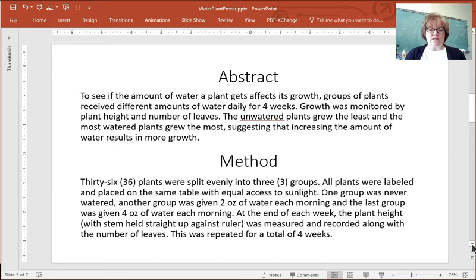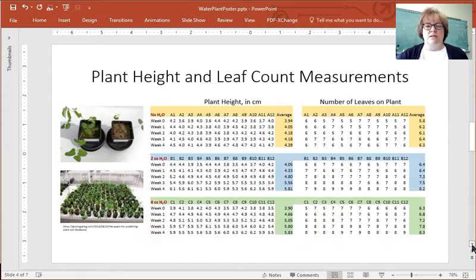So at the end of each week, the plant height with the stem held straight up against the ruler was measured and recorded along with the number of leaves. This was repeated for a total of 4 weeks. So I'm giving the reader a chance to understand exactly how I took my measurements, because how we measure things in science may affect the answer I get. And so sometimes the judges and the public are going to want to know about that.